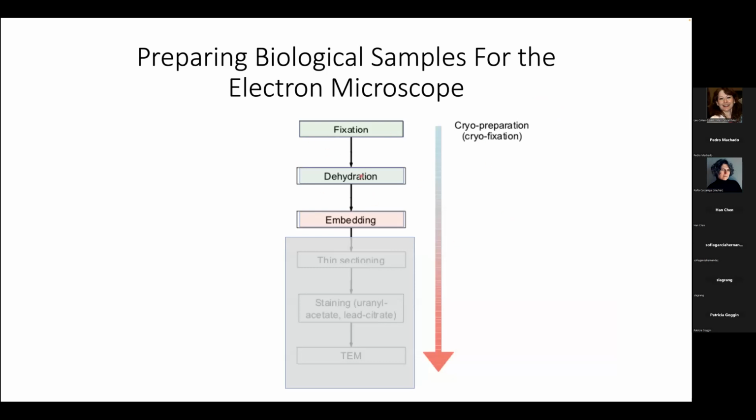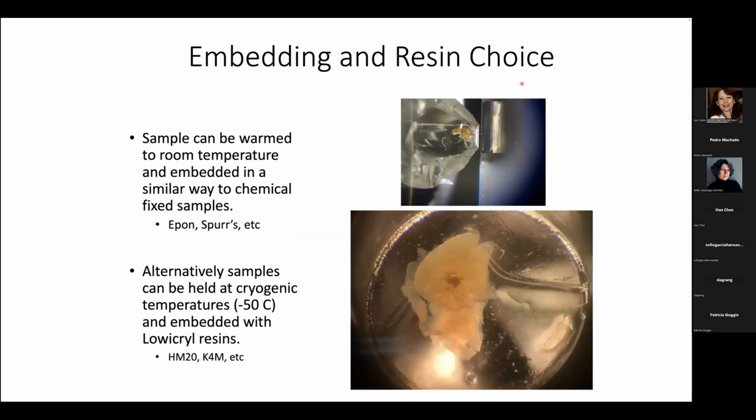So after that, we go from dehydration. Our sample now is dehydrated, it has a solvent in there, and metals. Now we go to the embedding step. There are a number of choices here to be made. Your sample can be warmed slowly from -50 up to room temperature, and you can use a classic resin, EPON, Spurr's, whatever your favorite may be.